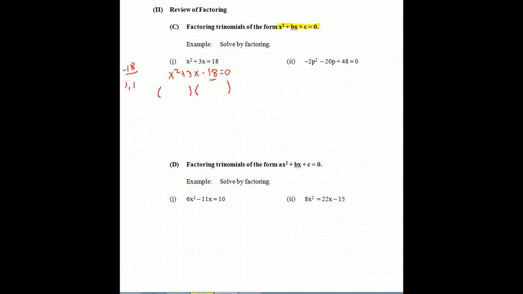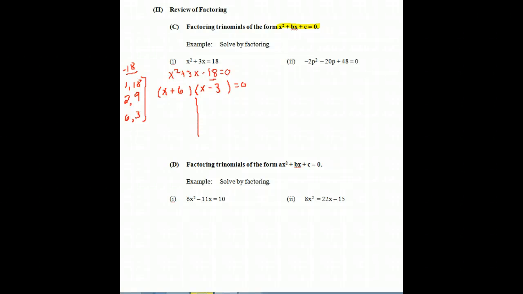You'd say 1 and 18. Well, one of these has to be negative. I'll just leave that right now. 2 and 9. 6 and 3. Which of these pairs could add to give you a 3? Well, x plus 6, x minus 3. Multiply them, you get negative 18. Add them, you get 3.